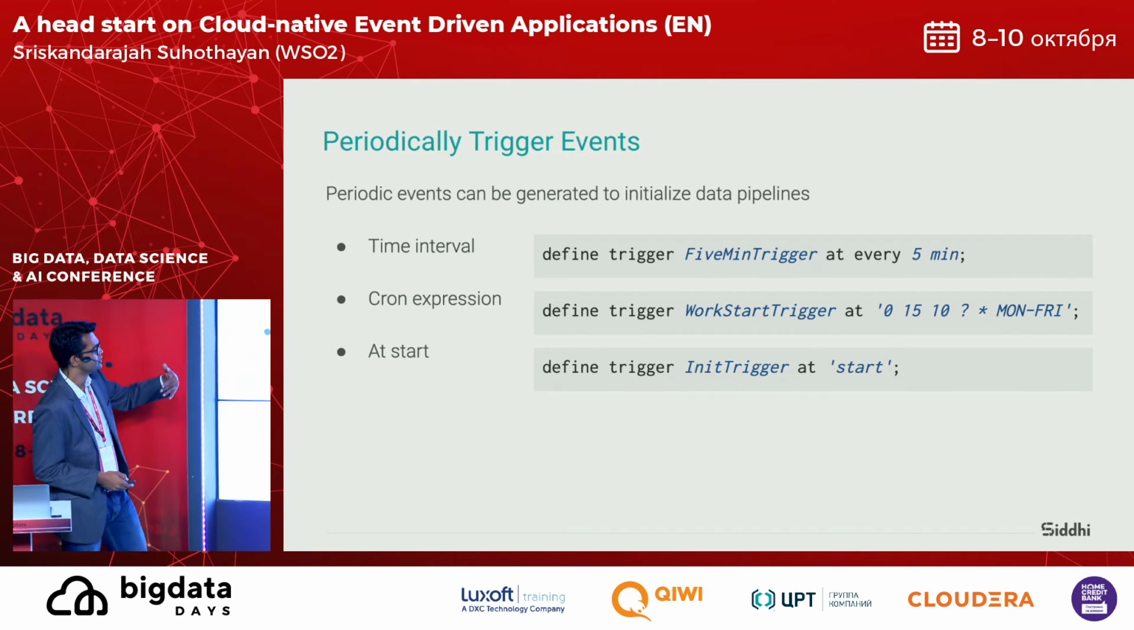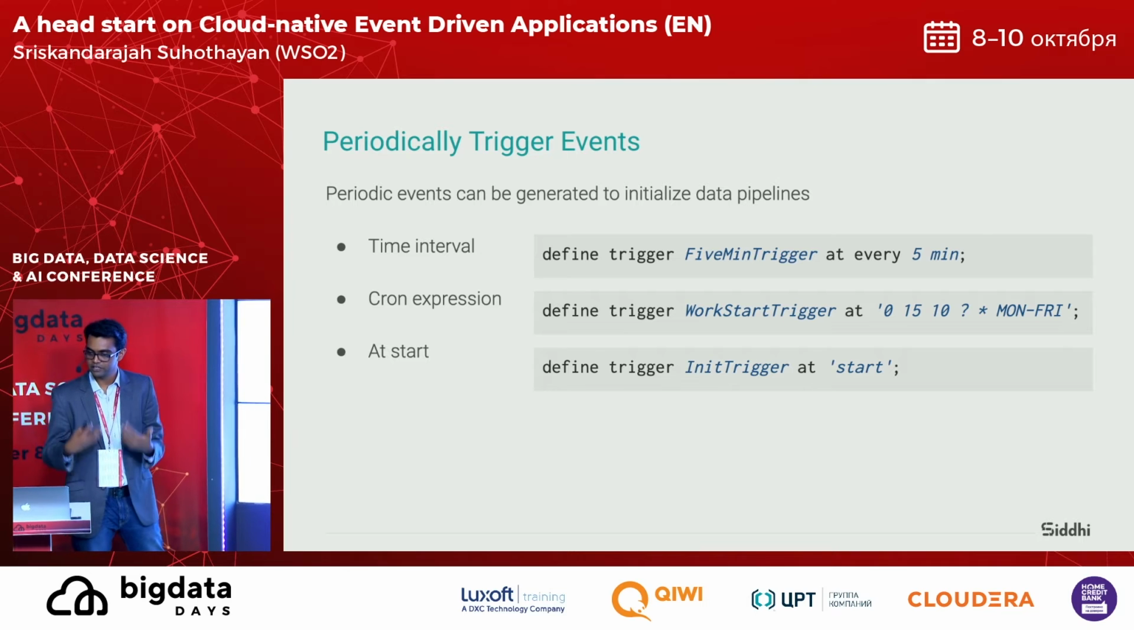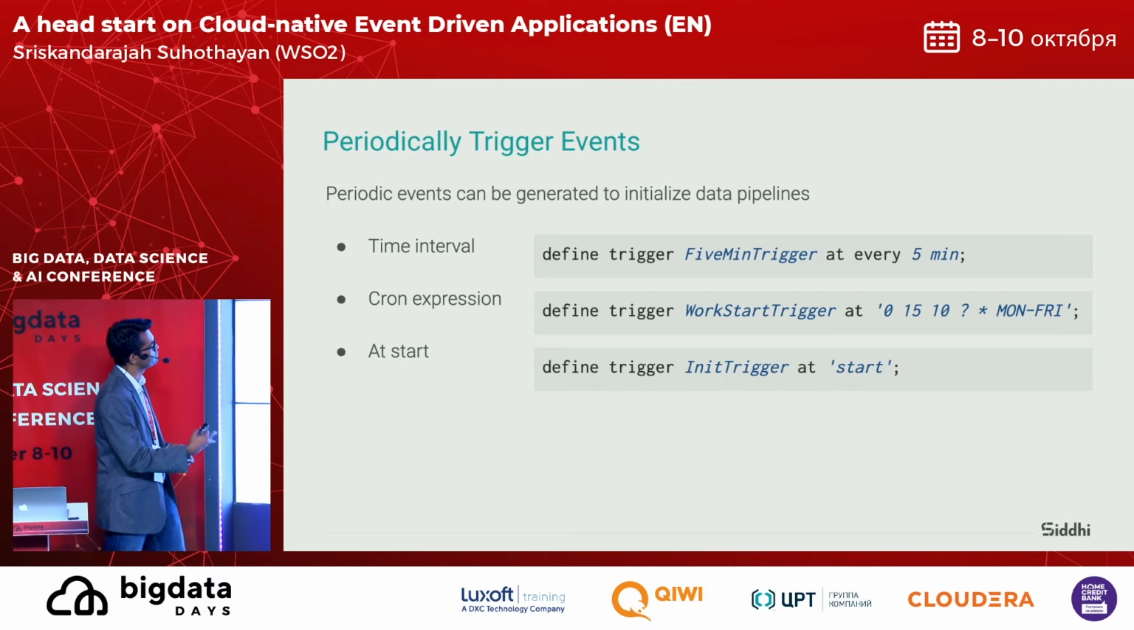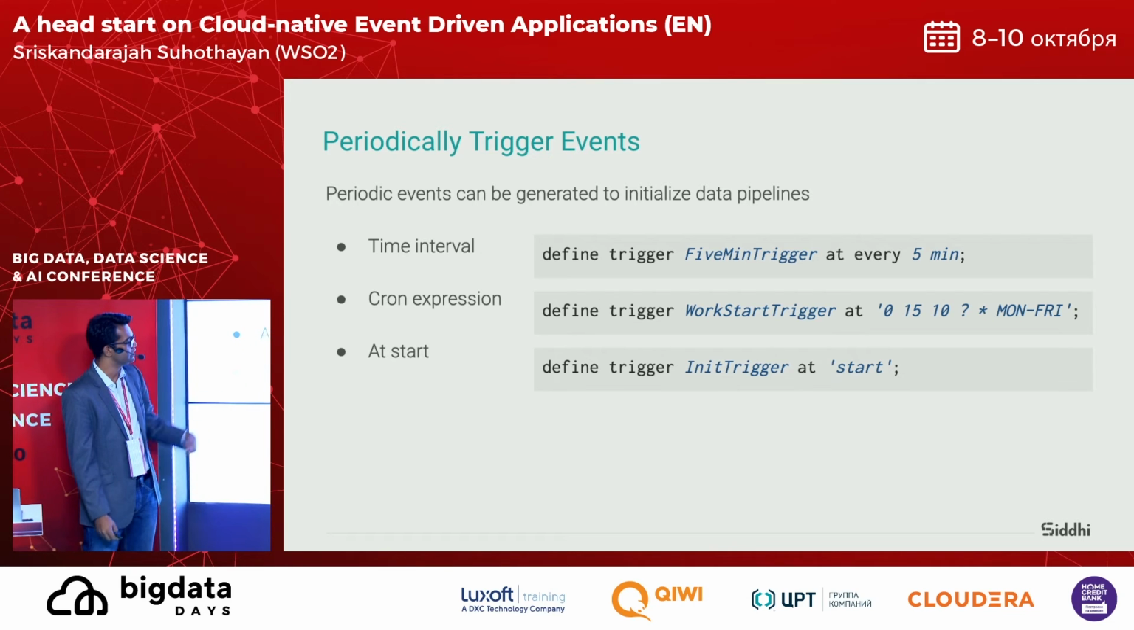And sometimes the events are not coming from outside. You have to generate the events, so you can have triggers that send every 5 minutes, or every Monday to Friday at 10 a.m., 10:15 a.m.